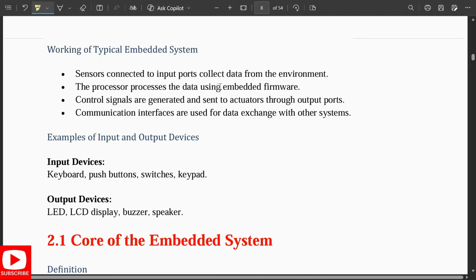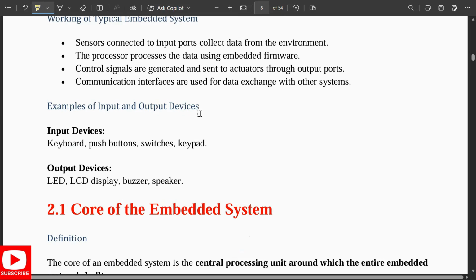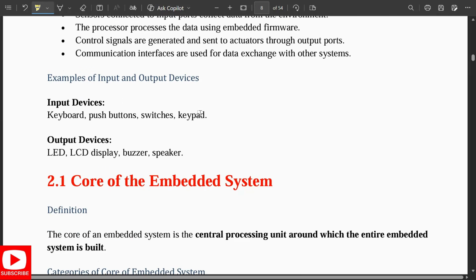I have reduced it to 4 points and given. While writing, please elaborate each one of the points and explain in your own words. Examples of input and output systems: input devices are keyboard, push buttons, switches or keypads that we use. Output devices are the LCD, LED, buzzer or speakers.